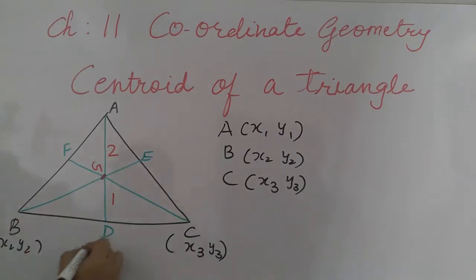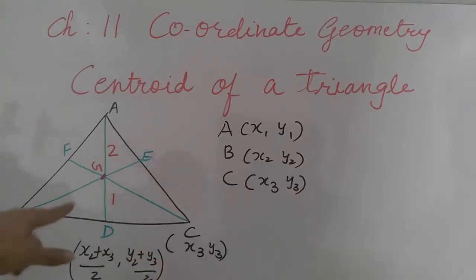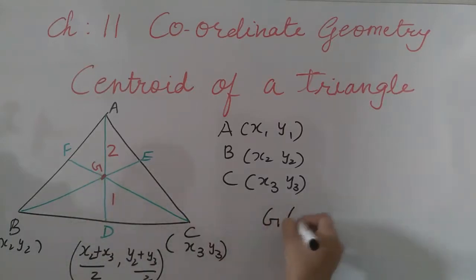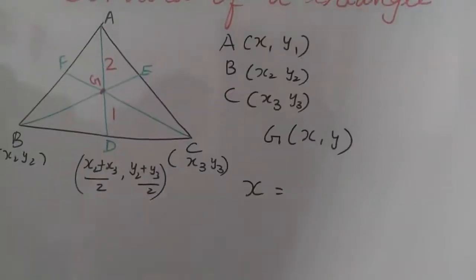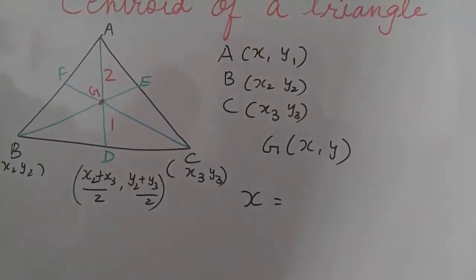And the midpoint formula is very simple. I explained to you, the sum of the x coordinates divided by 2 and the sum of the y coordinates divided by 2. So this is our D, that is the division point or the midpoint of BC. Now I'll tell you that here G has the coordinates x and y. So today we are going to derive x and y values. So I'll tell you how to derive the x value. For that we will use our section formula.